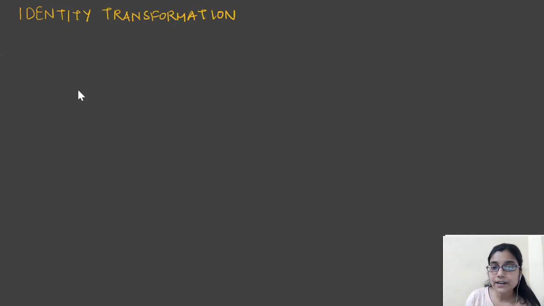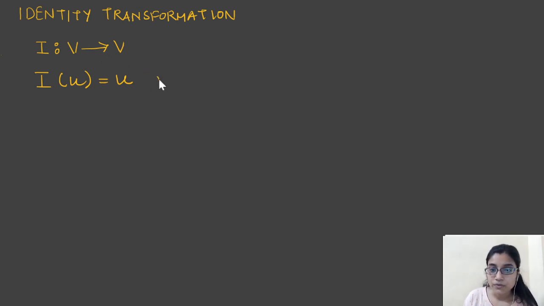So what is the identity linear transformation? Suppose we have a mapping from a vector space V to a vector space V. The important thing over here is that it is to the same vector space V, so here we cannot have any other vector space. This is a mapping from V to V, defined as I of u equals u for all the vectors u in the vector space V. That's how the mapping is defined. It means every member is being mapped to itself.